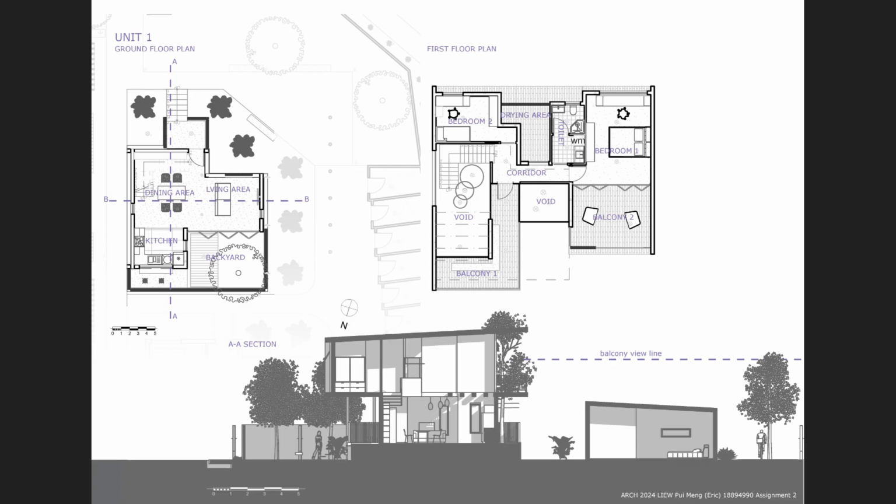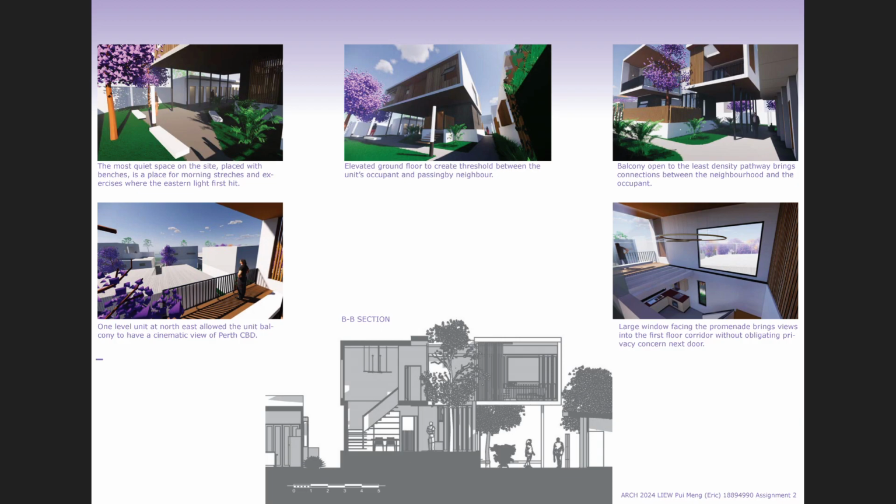The unit 1 at the south end corner was a 2-story height unit. Elevated floor level to form threshold boundary between public and private space. Also to obtain a balcony view line in first floor above the single-story unit's roof height. The south corner is the farthest space to the promenade, which makes it the most quiet spot at the site. It is also the first place the morning sun shines onto. Therefore, I was inspired to place an exercise spot around the end corner near my unit for residents and public use.